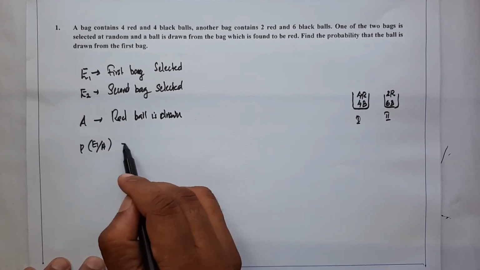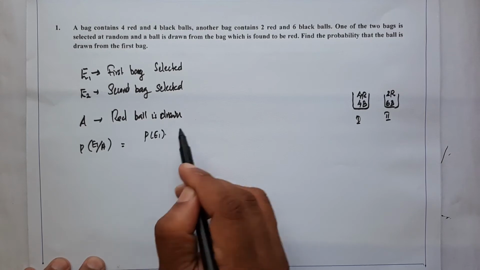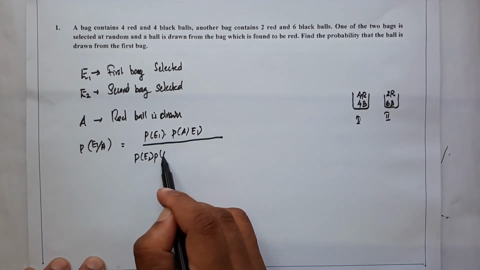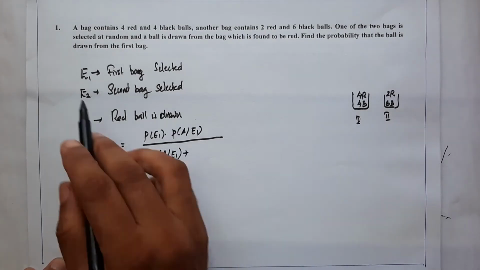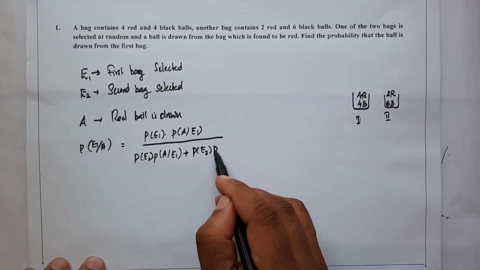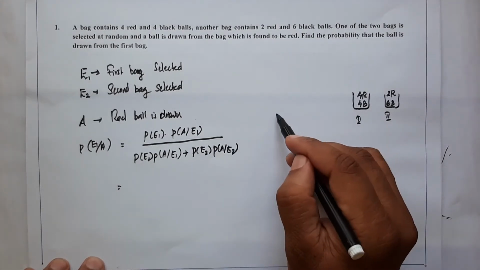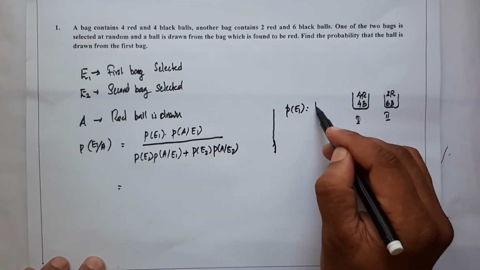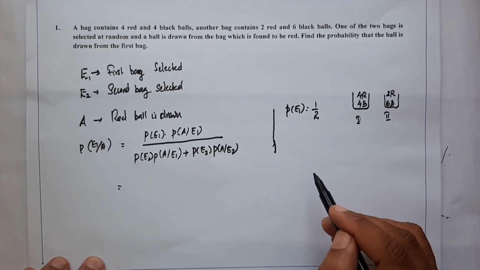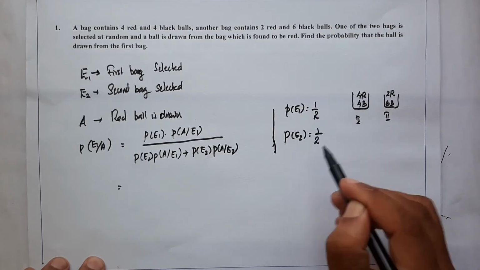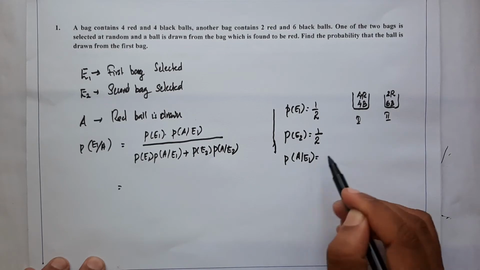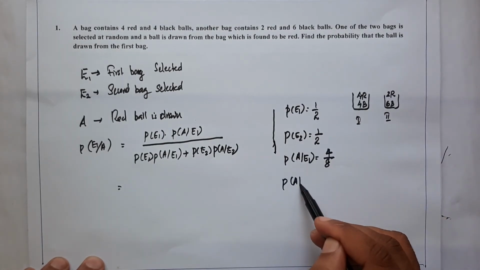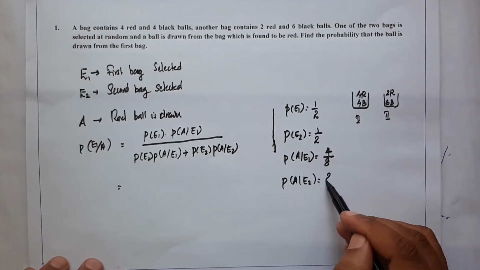Using Bayes theorem, P of E1 given A. You know the definition: P of E1 into P of A given E1, the whole divided by the sum over the partition. That is P of E1 into P of A given E1 plus P of E2 into P of A given E2. There are two bags, so two partitions. What is P of E1? It is the probability of selecting the first bag from these two bags. There are two bags, and therefore the probability of selecting the first bag is 1 by 2. P of E2 is also 1 by 2. Then P of A given E1 means the probability of selecting a red ball from the first bag, which is 4 divided by 8. Then what is P of A given E2? The probability of selecting a red ball from the second bag, that is 2 divided by 8.